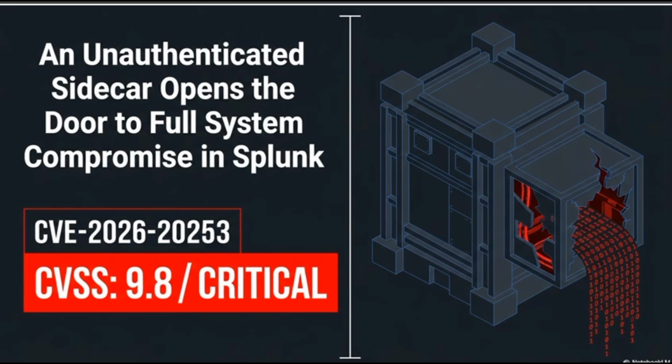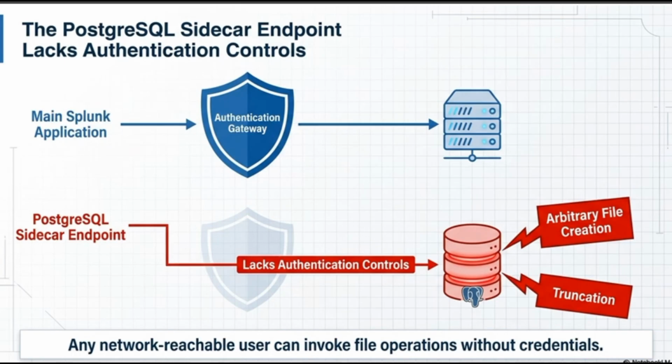This is the CVSS score: 9.8. That's the highest score possible on a security scale. Let's get into it. First, what exactly is Splunk?